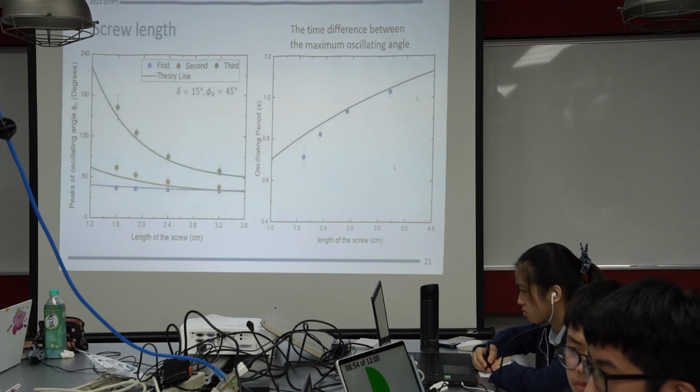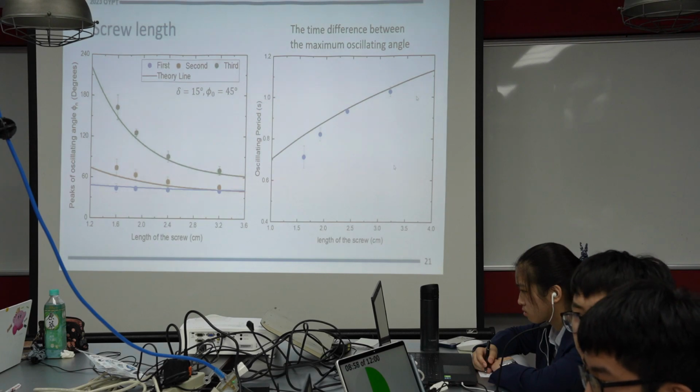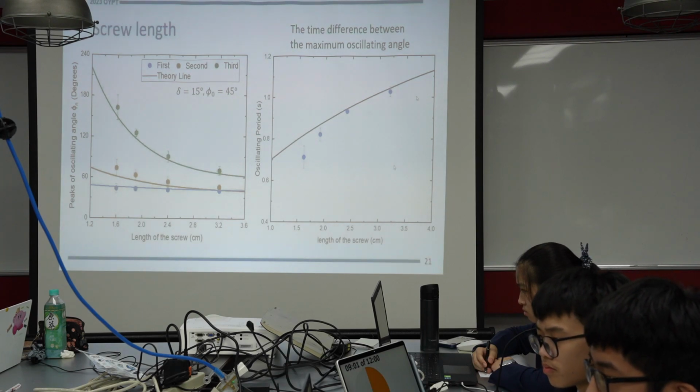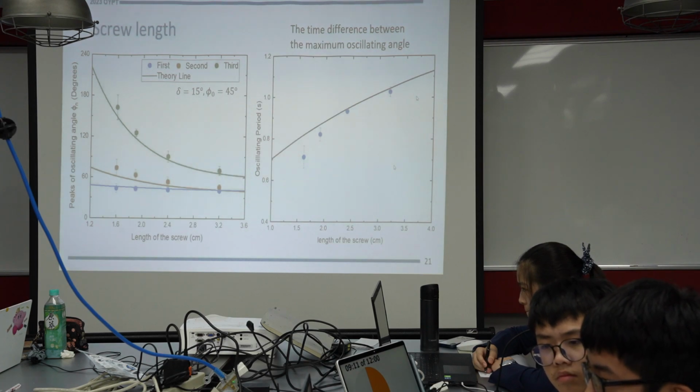Then the last parameter we conduct is the screw length. When the length of a screw increases, the rotational inertia increases, which causes the phenomenon to become less significant. In this part, we also analyze the oscillating period. We found out that the oscillating period decreased when the length of the screw decreased, and we define it as the time difference between the maximum oscillating angles.